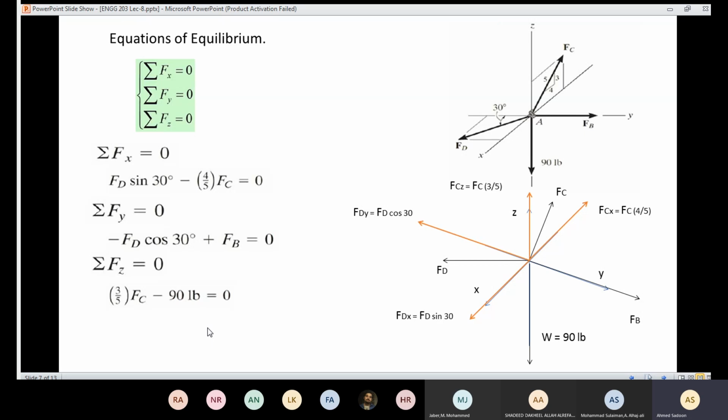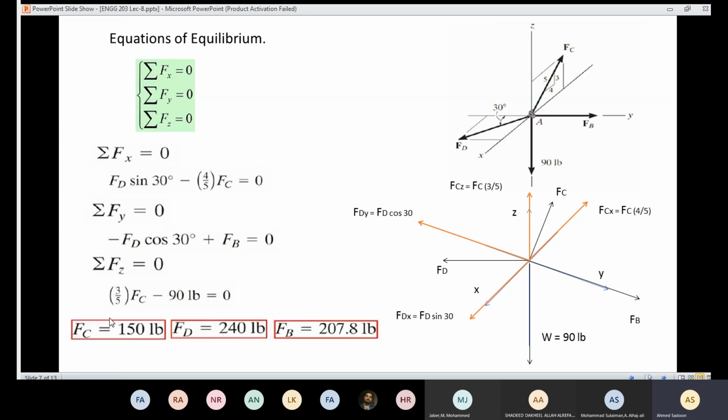because we need to save time. We need to save time here. So if you solve this system here, we are going to find that FC equals 150 pounds, FD equals 240 pounds, FB equals 207.8 pounds. Now we have answered the first part of the problem, which is the forces in the cables. Now we know the forces in the cables FB, FC, and FD.